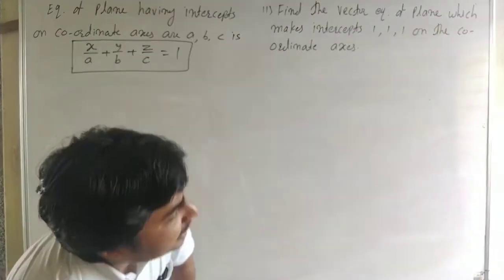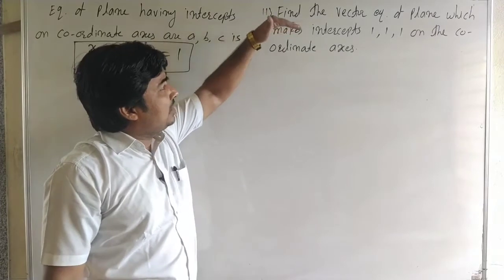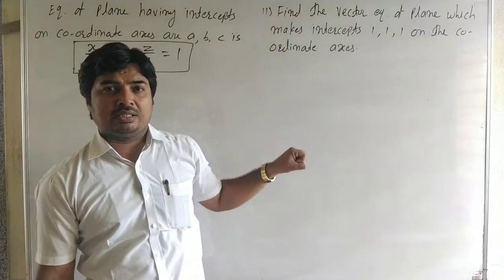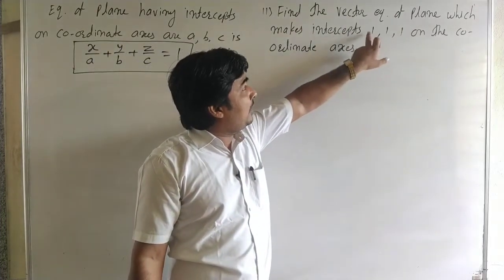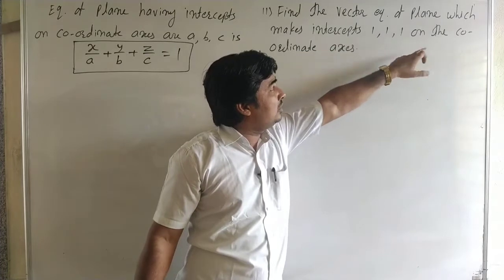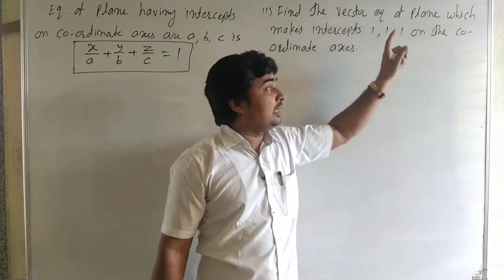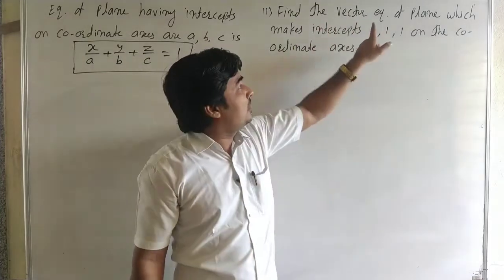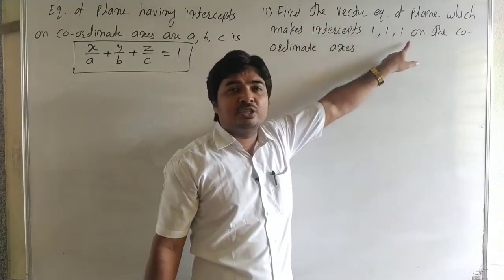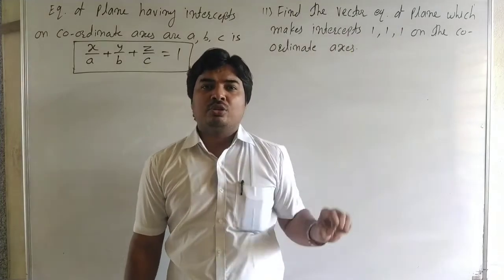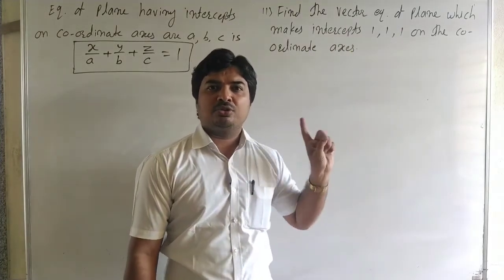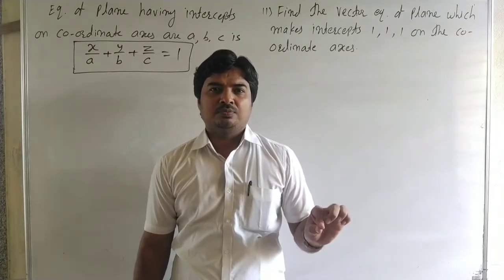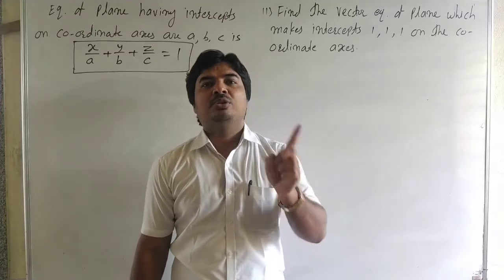Here we want to find the vector equation of plane which makes intercepts 1, 1 and 1 on the coordinate axis. That means the plane passing through 3 points: the x-intercept, y-intercept and z-intercept. Therefore the plane passes through 3 points (1, 0, 0), (0, 1, 0) and (0, 0, 1), and we know the vector equation of plane passing through 3 points is r bar dot AB cross AC is equal to A bar dot AB cross AC.